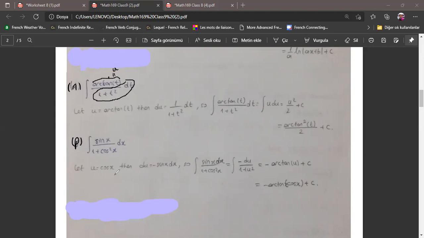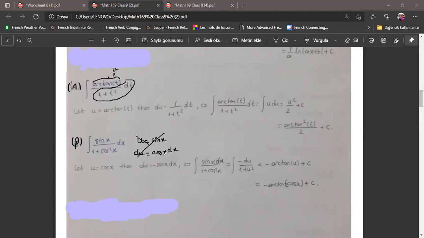All right, what about this? We have sin x over 1 plus cos squared x. If you plug u equals sin x, you cannot, right? It will give you du equals the derivative of this function with respect to x, which is cos x dx. So you don't have such a term here.